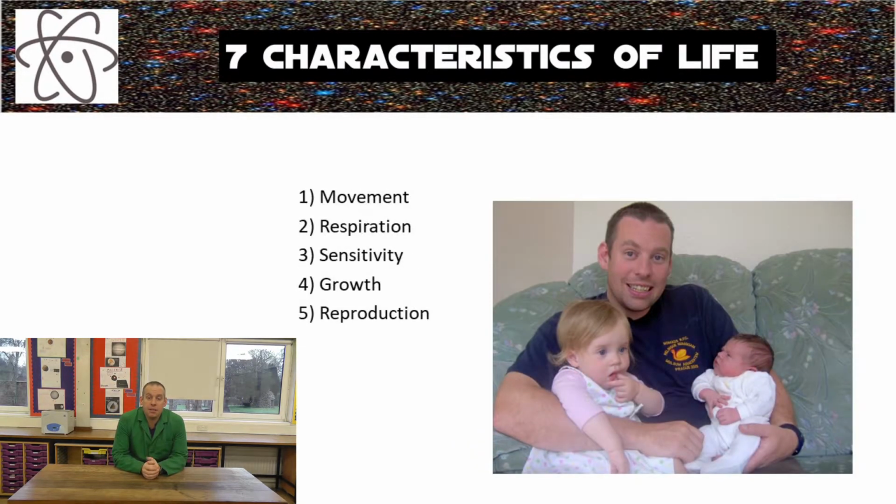Number 5 is reproduction. It needs to be able to produce copies of itself or with another one of its own species combined together to make a new version of the species. We call that sexual reproduction, where we get half the information from mum, half the information from dad, and we get something entirely unique and new.